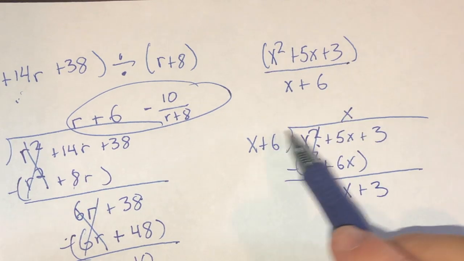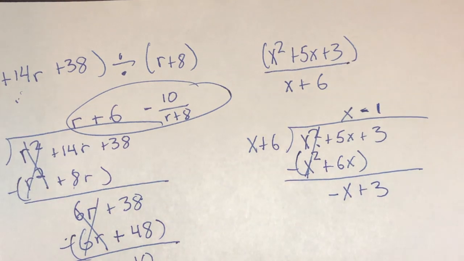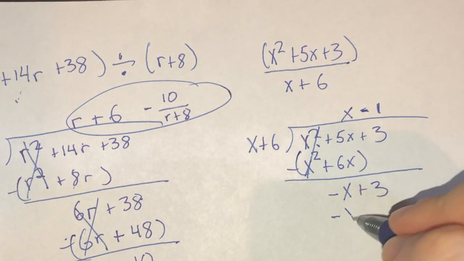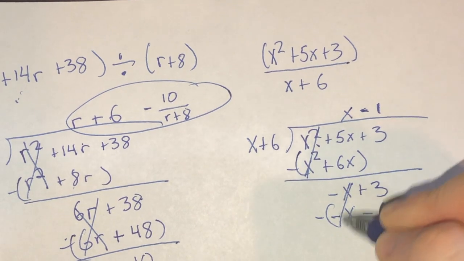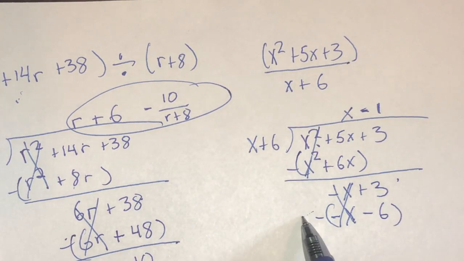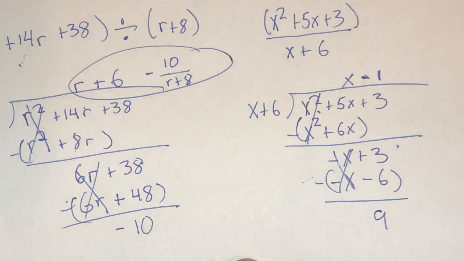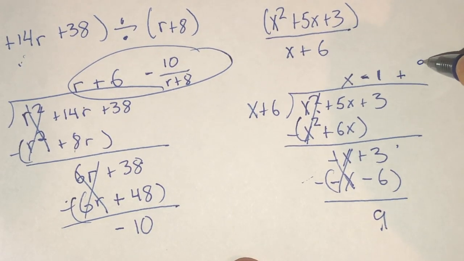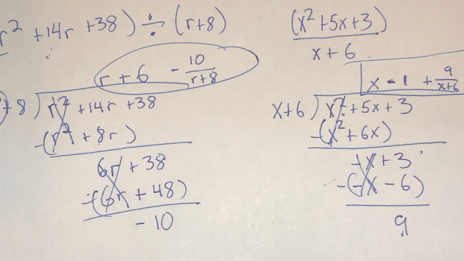Okay, leading term over leading term. Well, what times x is negative x? Negative 1. Okay, we come back through again. Subtract. These cancel. 3 minus negative 6 give me a positive 9. I'm done at this point. Nothing more to bring down. Dividing doesn't give me really any actionable stuff. So I come over, write my 9 over x plus 6, and that's it.